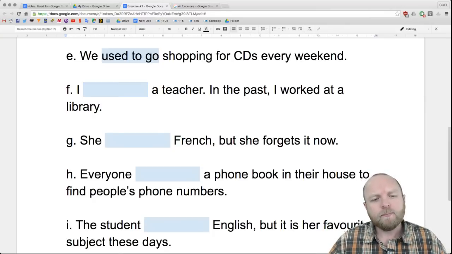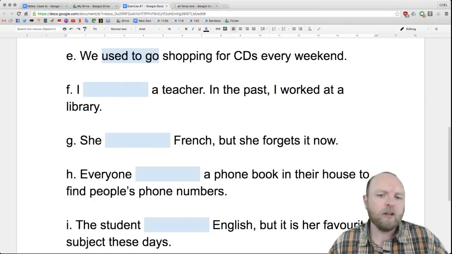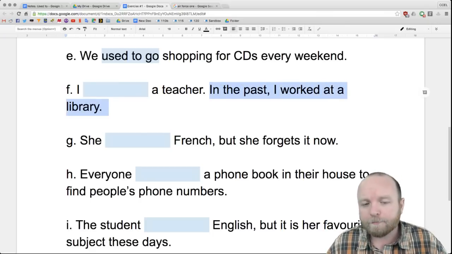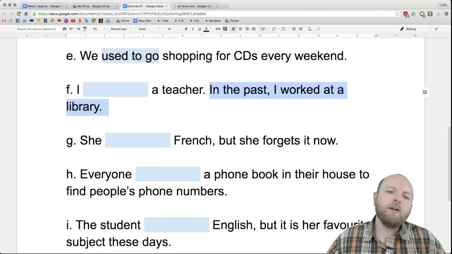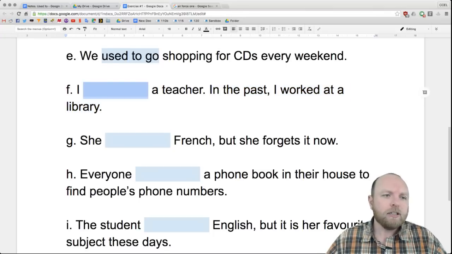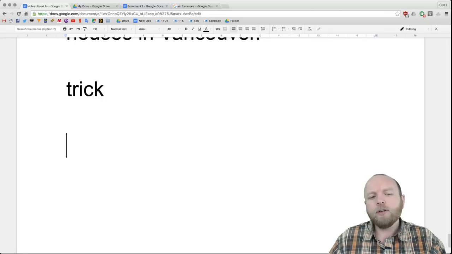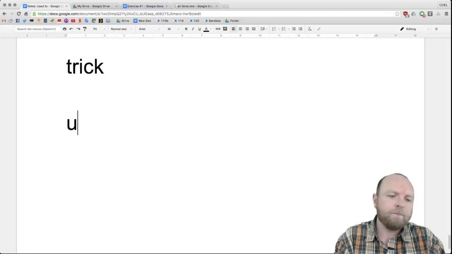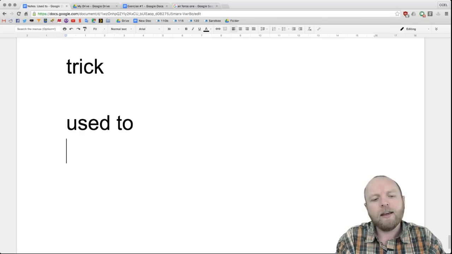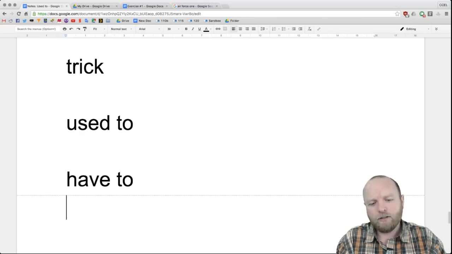So I am a teacher, right? In the past, I worked at a library, right? So this one we need to use negative. And actually, listen, guys, I know maybe some of you have studied this before, but a lot of students don't understand, okay, example, have to.